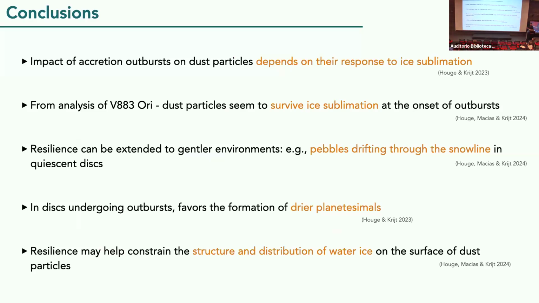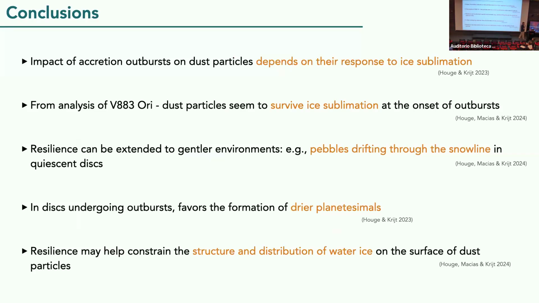Conclusion for you. We found that the impact of accretion outbursts depends on the sublimation scenarios. We have very different size distributions, but from comparison with V883 Ori, and actually also the data from FUor-type stars, it seems that dust particles survive sublimation. This has impact for quiescent disk, classic planet formation models, because we can extend our results to areas of sublimation where it's a bit more gentle.